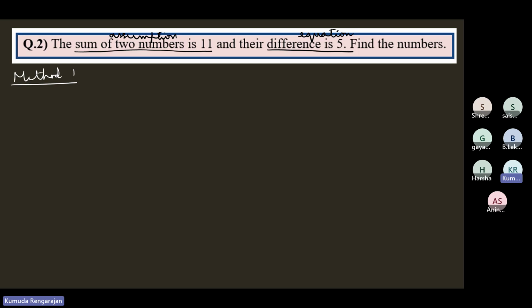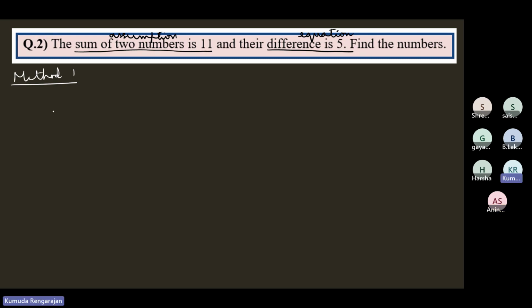Who can tell me how we need to assume the numbers? X and Y. No, the name of the chapter is linear equation in one variable, so we are allowed to use only one variable. Let me complete. Yes, one minute, Gayatri. We can use two variables x and y, construct equations, solve them and find the values of x and y and hence find the numbers. That is possible, but we need to use only one variable. So x.